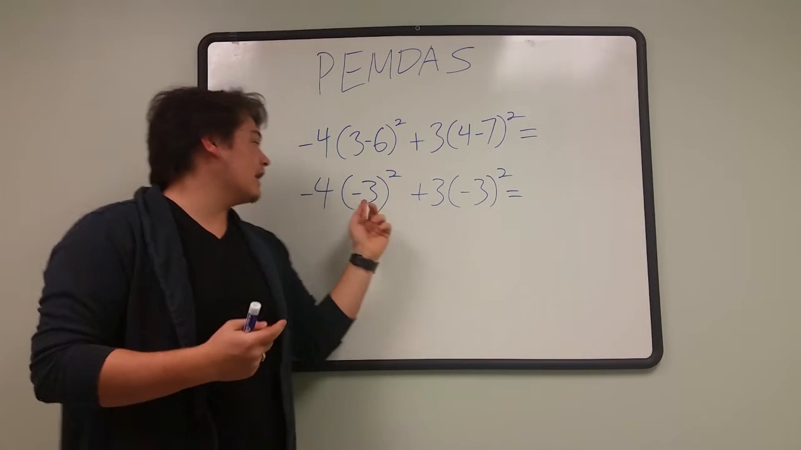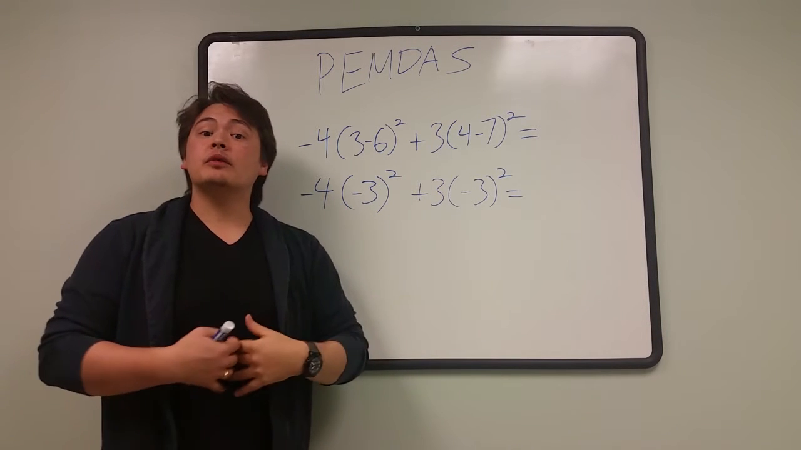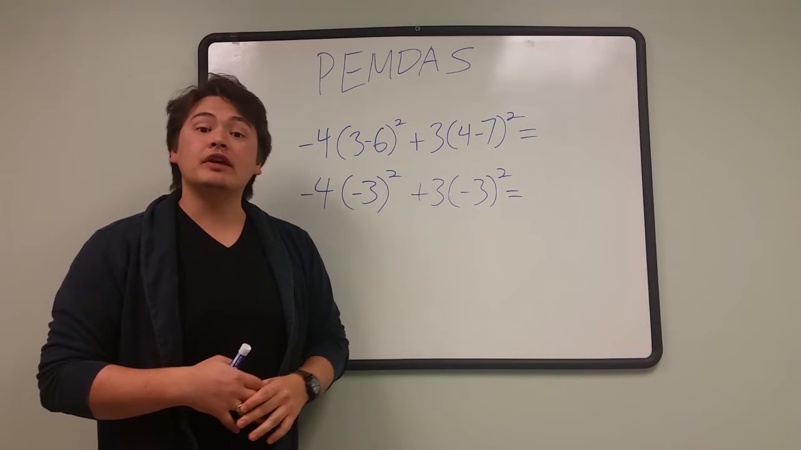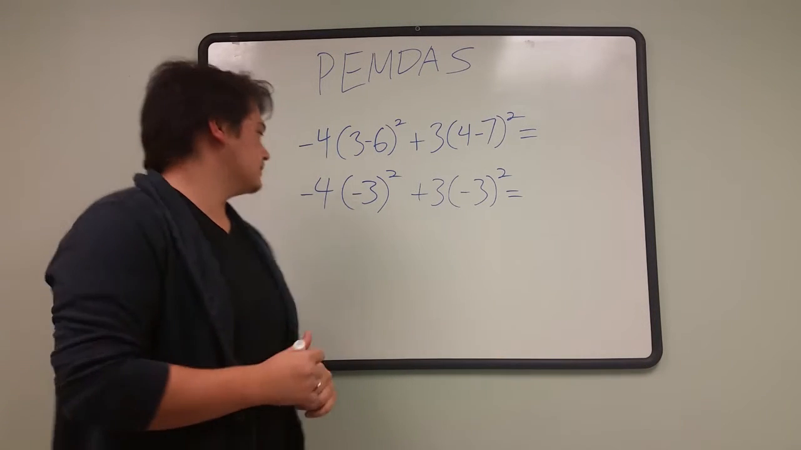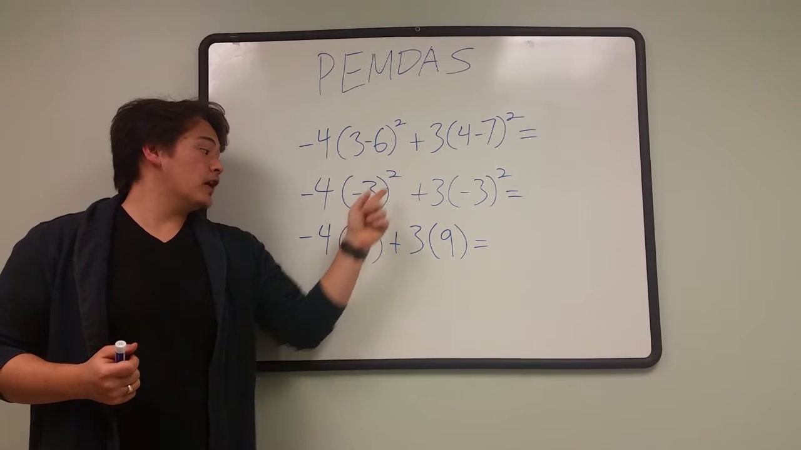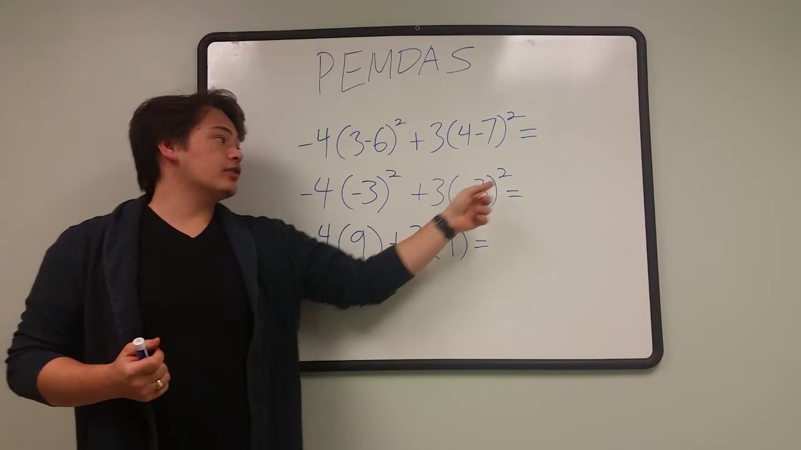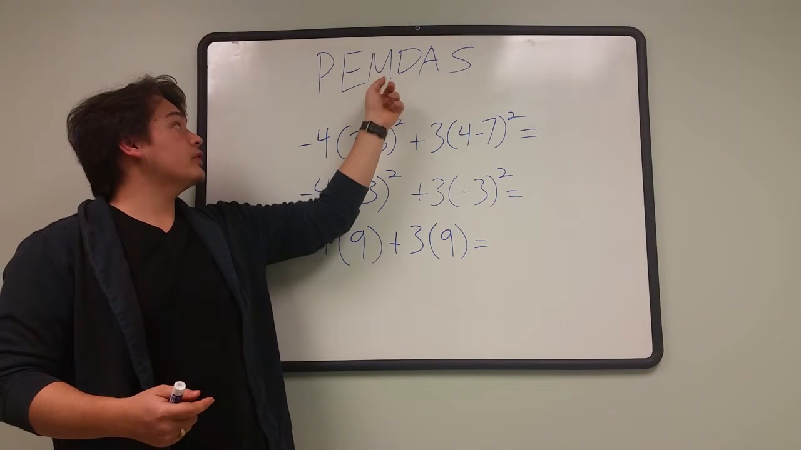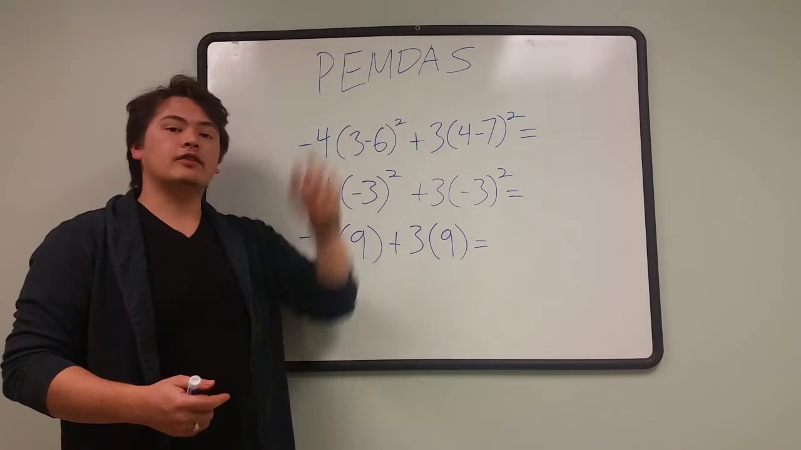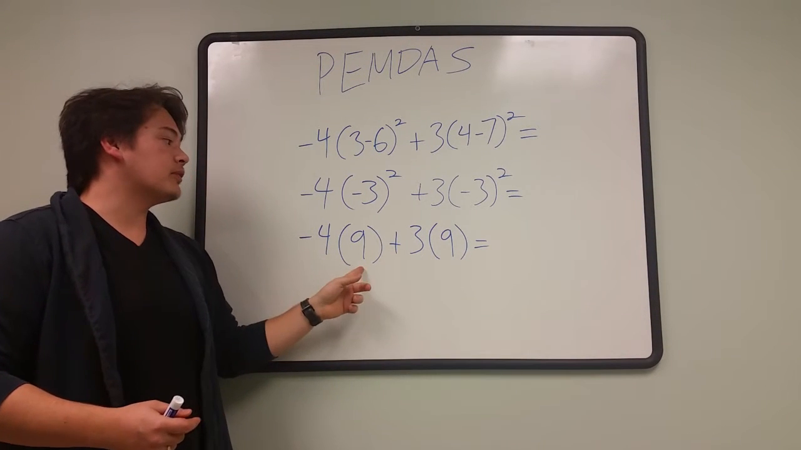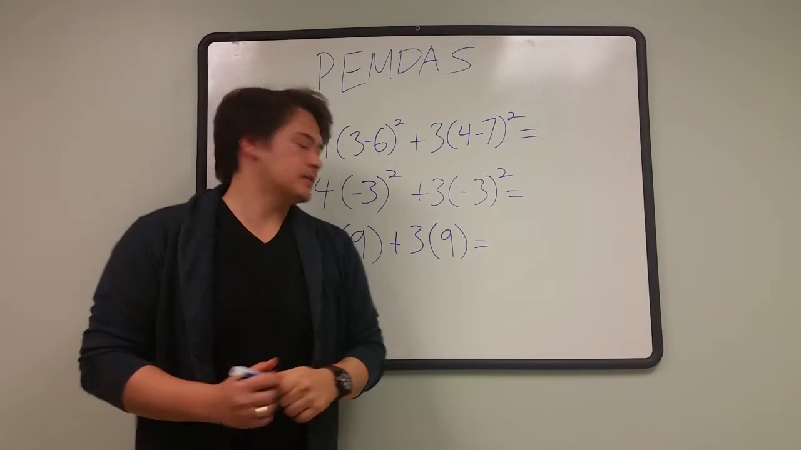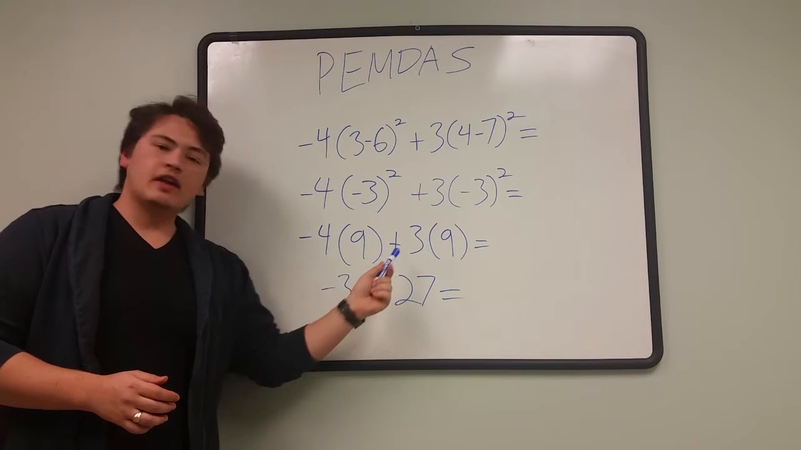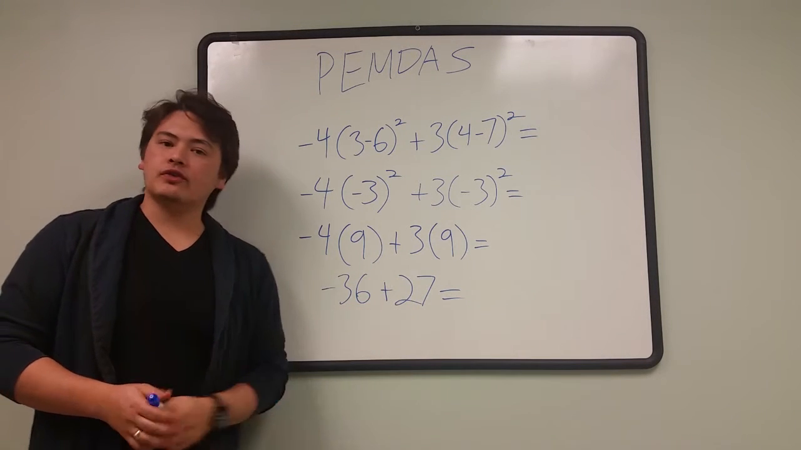Now when we're looking at a negative 3 squared, that means it's going to be negative 3 times negative 3. And negative 3 times negative 3 is going to be a positive 9. So negative 3 squared is going to equal a positive 9, and a negative 3 squared is going to equal a positive 9. From here, we're going to use either multiplication or division, in this case multiplication, which is negative 4 times 9, and 3 times 9. So negative 4 times 9 is going to give us negative 36, and 3 times 9 is going to give us 27.